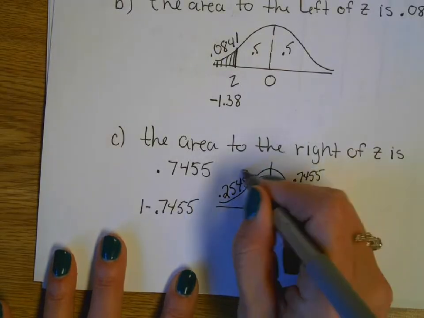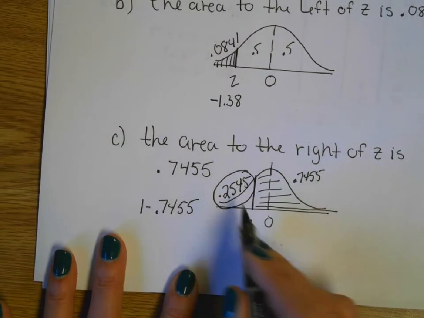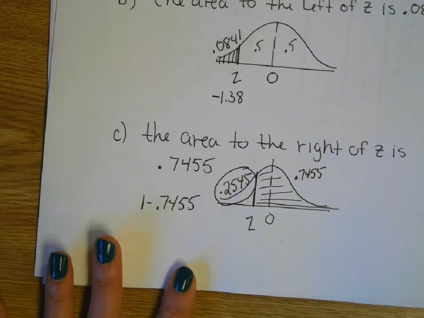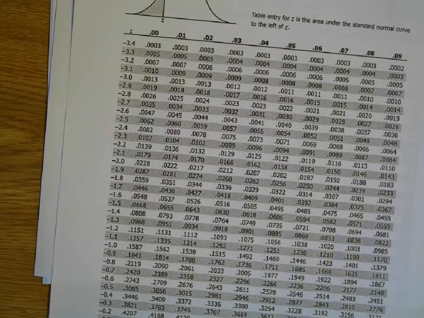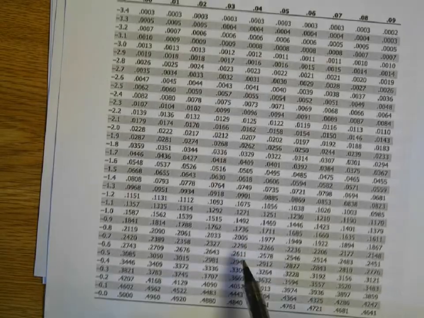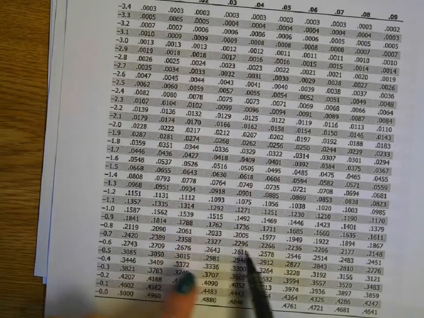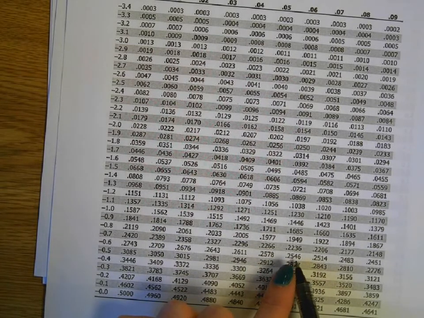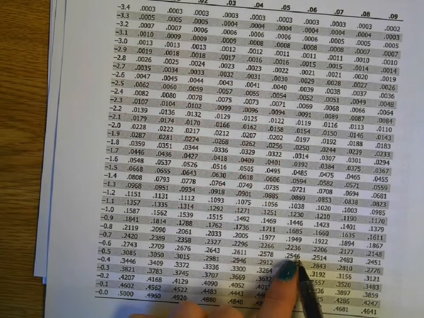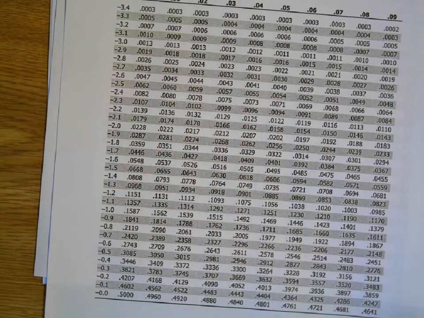2545. So that's the number we're going to look up in the table. You'll see the two add up to 1, so we're good. So we are negative z, 0.2545. 2546. 25. There we go. 2545. Definitely closer to this one. Negative 0.66.